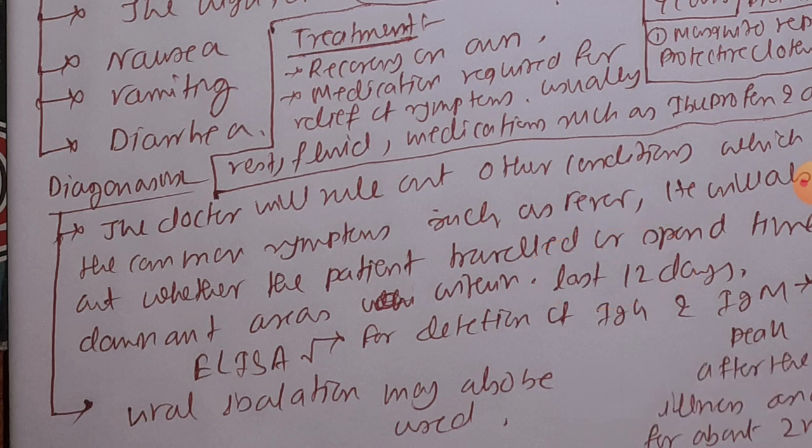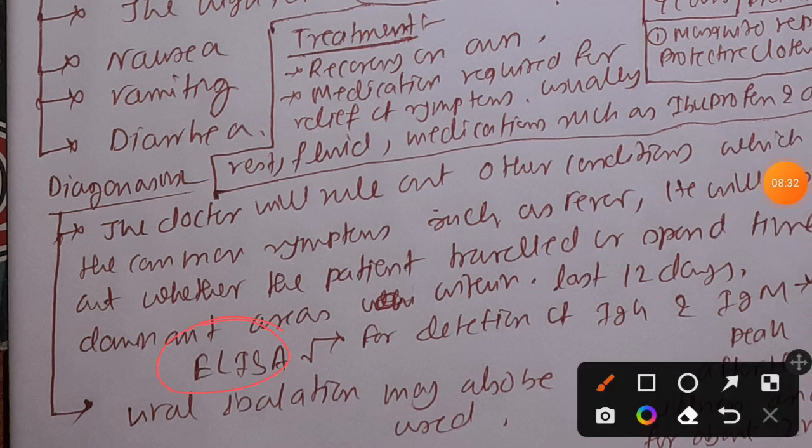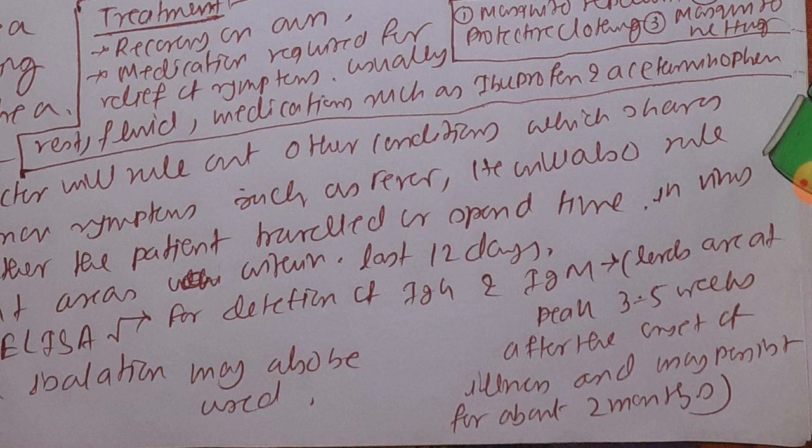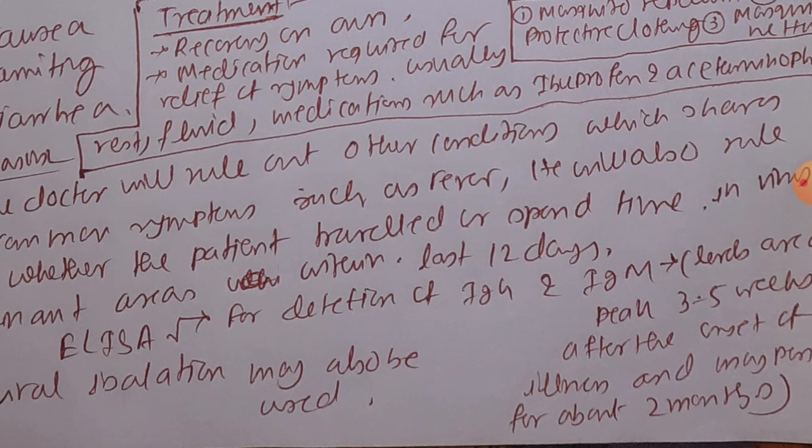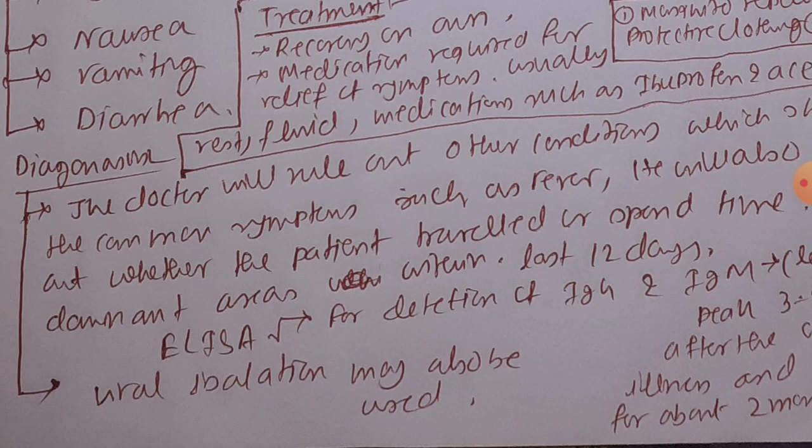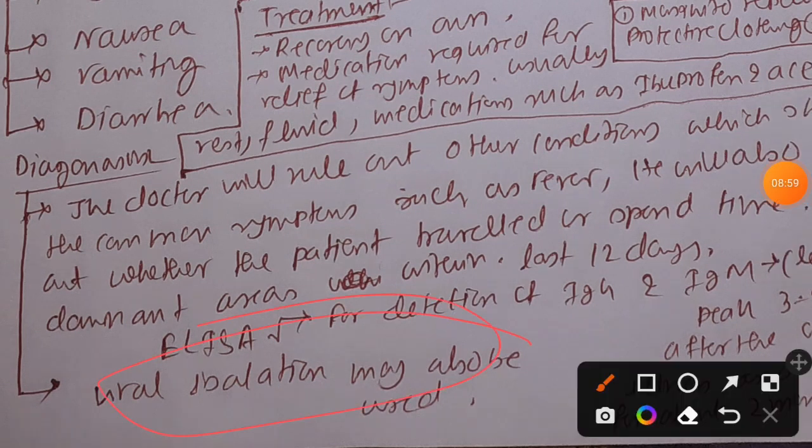So if those two conditions are met, then the doctor will go for the ELISA test. In the sample he will find IgG or IgM antibodies. The level of IgM will be at its peak during the 3rd to 4th week, and it lasts for months. So IgG and IgM will be detected with the help of ELISA, or viral isolation may also be done.